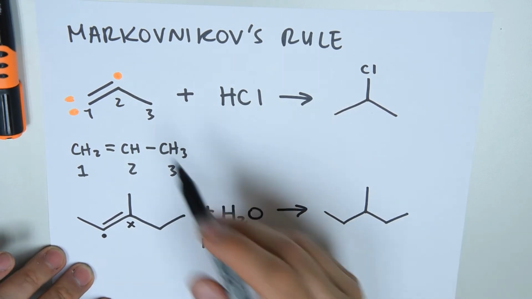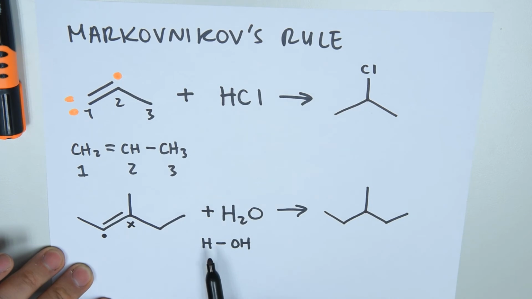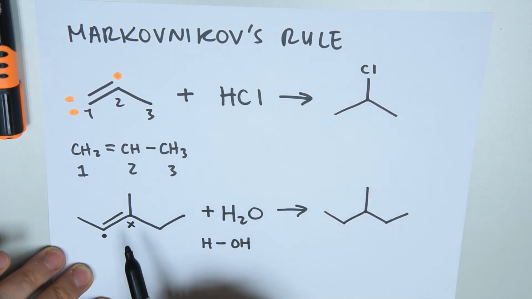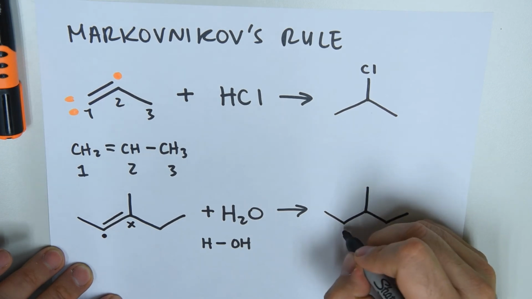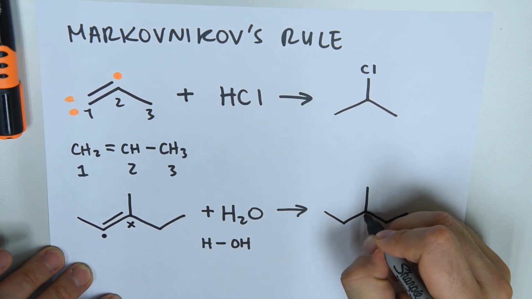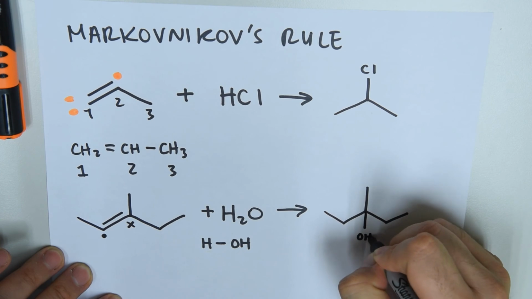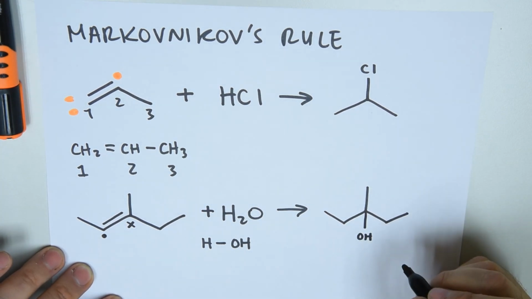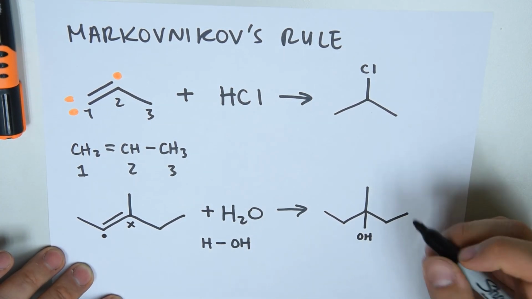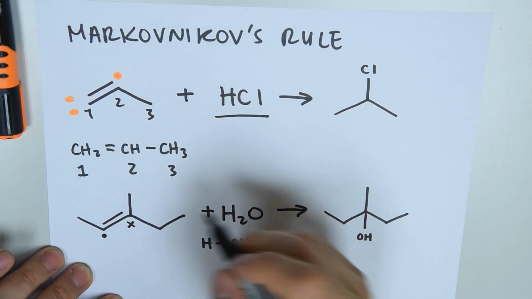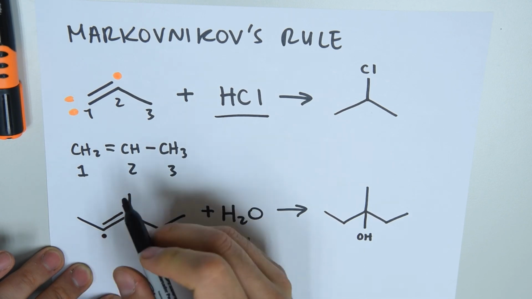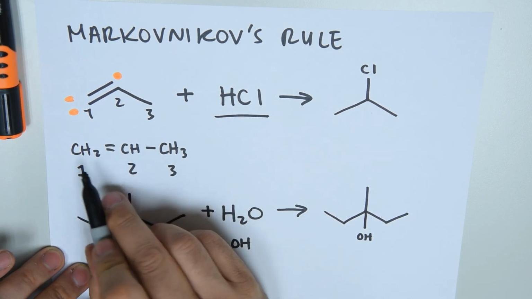So again, Markovnikov's rule says that hydrogen goes to where there's more hydrogen, and the other side of the molecule goes to where there's less hydrogen. In this case, 1 and 0. So our hydrogen atom goes here. We broke the double bond, and then our OH group goes in the middle, and this is the only answer. Markovnikov's rule is especially important when we have the addition of asymmetrical molecules to double bonds where we have an asymmetrical amount of hydrogen atoms.